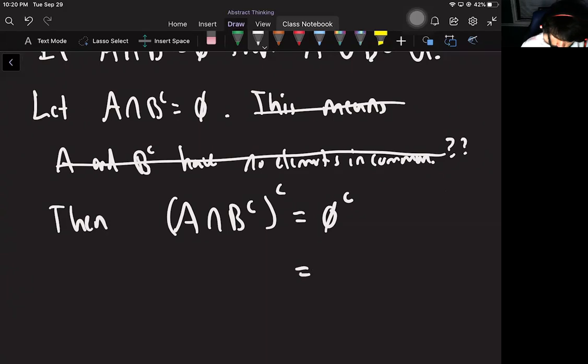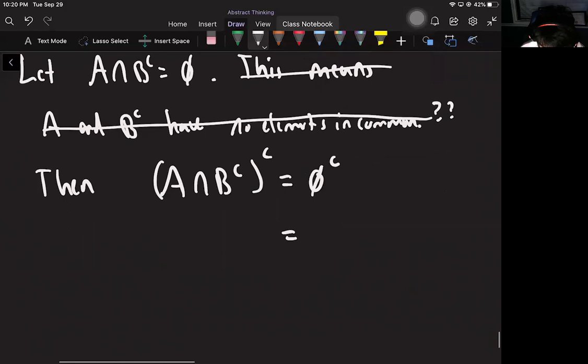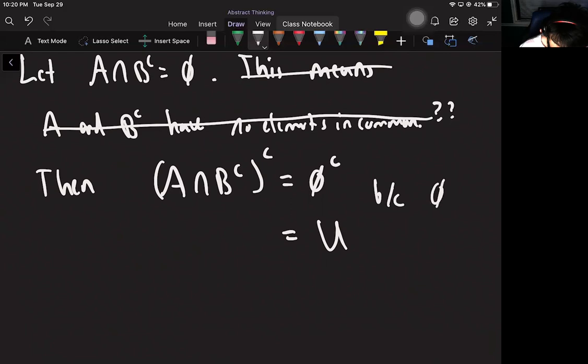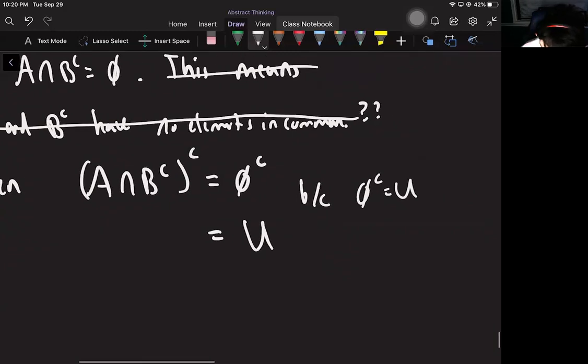So this is a sneaky trick that works really well here because the complement of the empty set is the universal set. So everything that's not in the empty set is just everything. So that's how we get that. So if X is not in the empty set, it means that it's in the universal set.